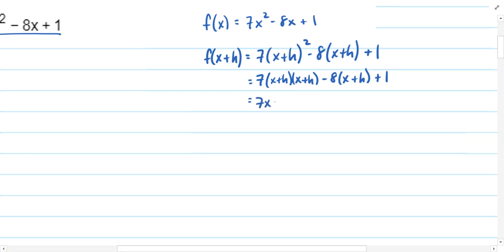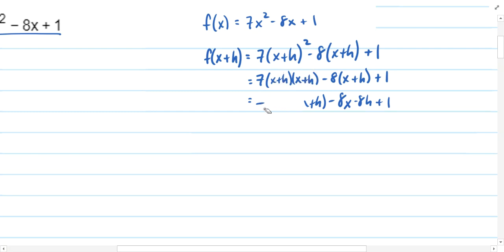Strictly speaking, we can multiply in from left to right in this group of 3. So I now have 7x plus 7h, times (x plus h), minus, in this group we distribute in, 8x plus, minus 8h plus 1. Now again, I distributed this 7 into this first group, although multiplication is commutative, so you could have squared this together first. So I'm actually going to go back and do that now.